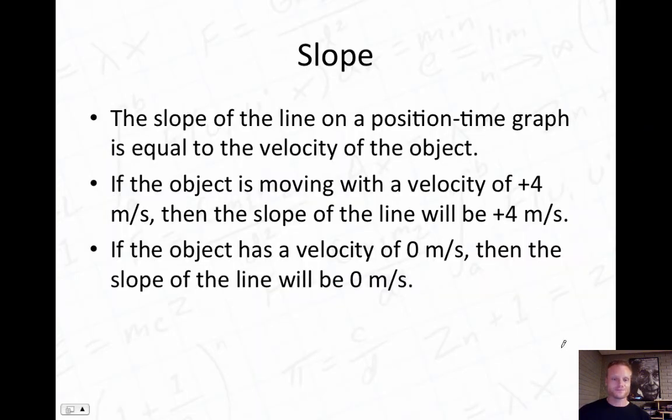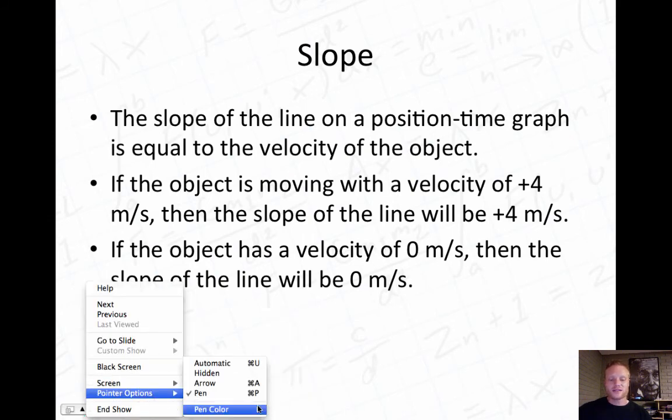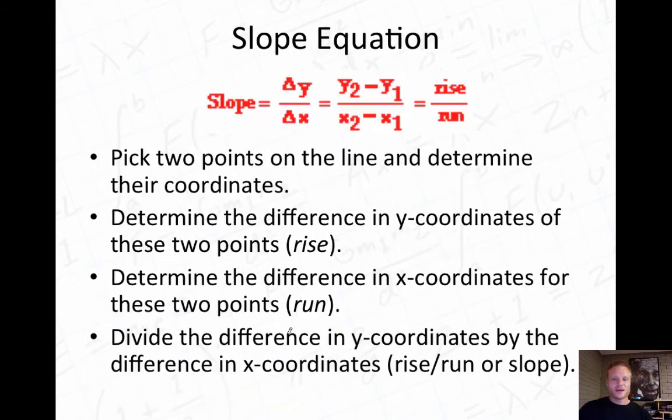Okay. All right. So the slope of a line on a position time graph is equal to the velocity of the object. Right. If the object is moving with a velocity of 4 meters per second, then the slope of the line will be plus 4 meters per second. If the object has a velocity of 0 meters per second, then there'll be no slope. It'll be a flat line. Okay, and so really, once you get it, it's like, oh, this kind of makes sense. At least I think. Maybe you guys will end up disagreeing, but at least I think it does.